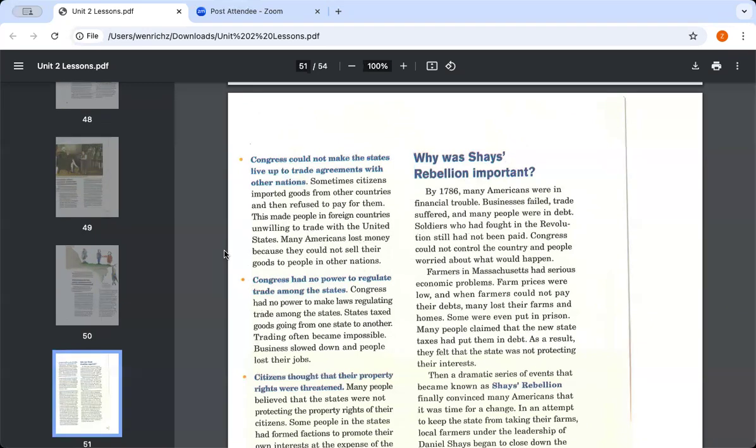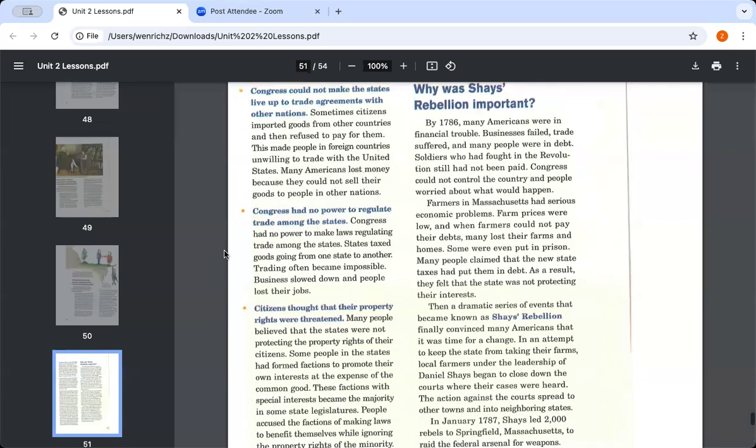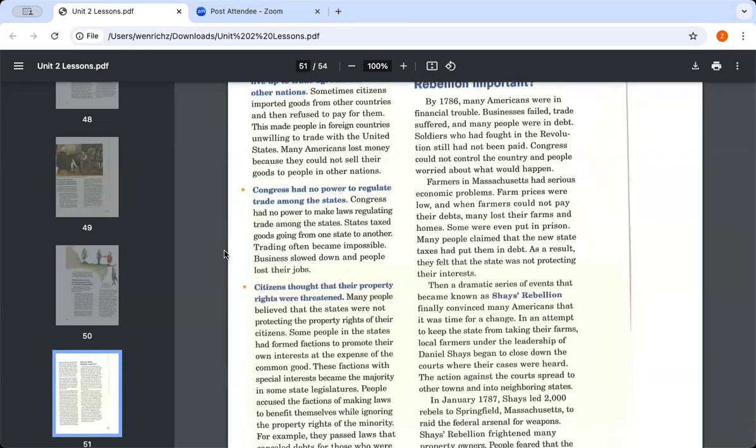Next, Congress had no power to regulate trade among the states. Congress had no power to make laws regulating trade among the states. States taxed goods going from one state to another. Trading often became impossible. Businesses slowed down and people lost their jobs.